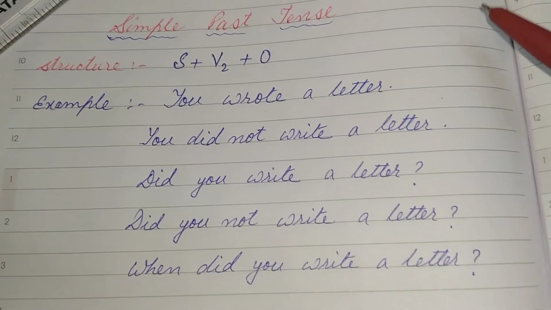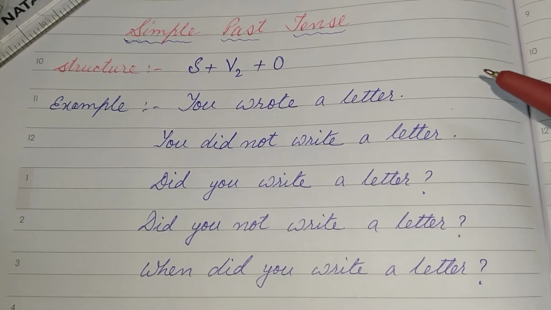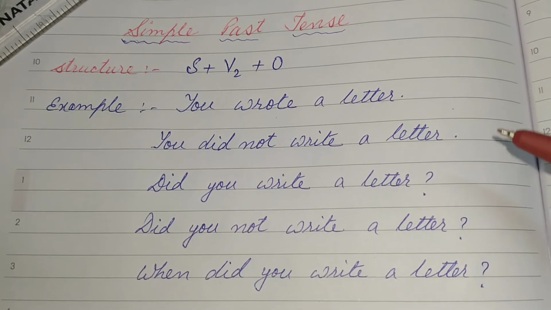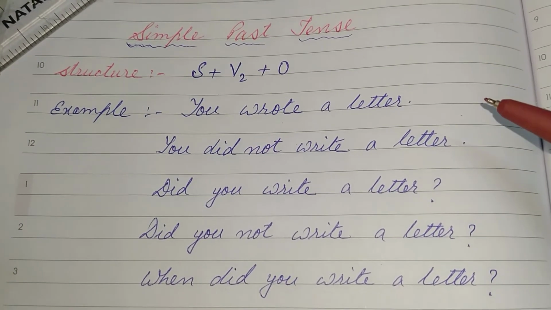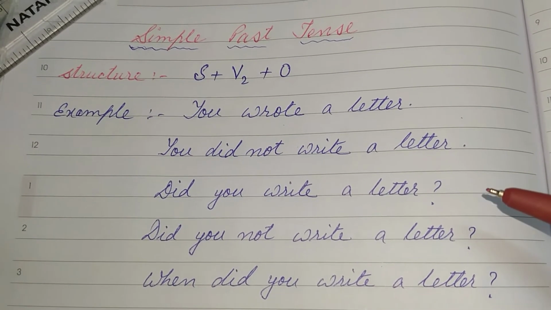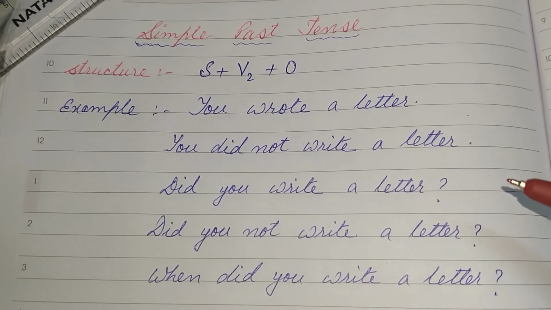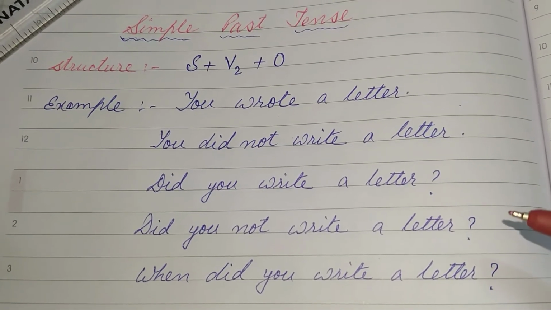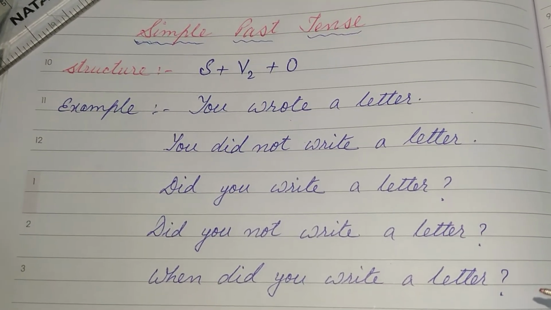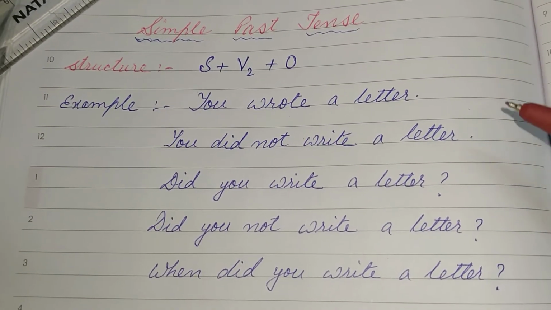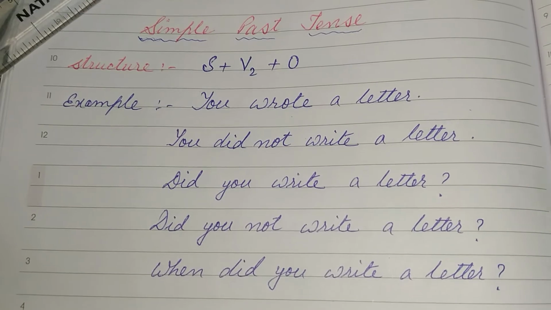As we have already discussed in the last video, each sentence we will write in 5 formats. The first will be your positive, the second will be your negative, the third one will be your interrogative, the fourth one will be your interrogative in negative form, and the fifth one is your sentence with question words. So like this we can write or use simple past.